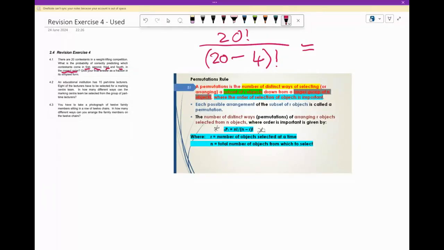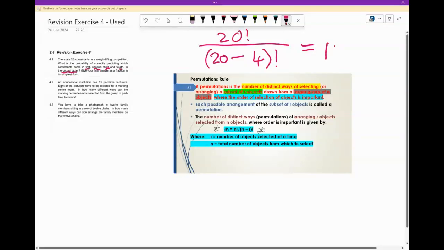Then, obviously, 20 minus 4 is 16. So, 16. Okay, so my denominator, I store it in B. So then I'm saying recall A divided by recall B. Okay, what are you guys getting? 116.